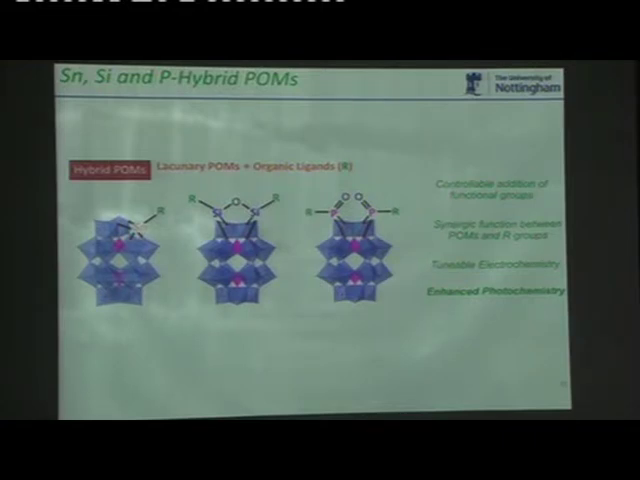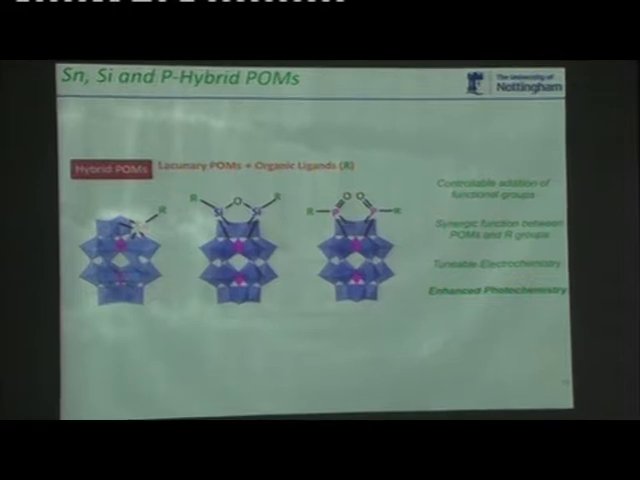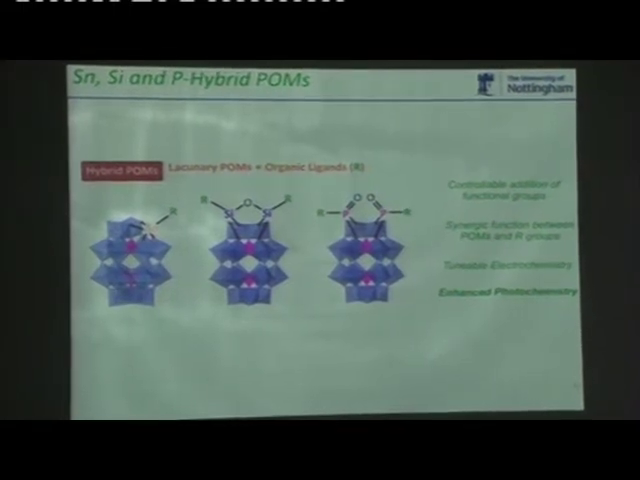They give us the potential to control the addition of functional groups. We can look for the synergic function between the groups. Look at the electrochemistry and the photochemistry.